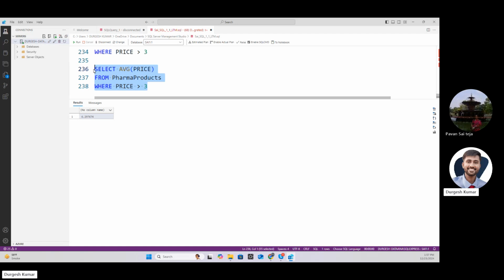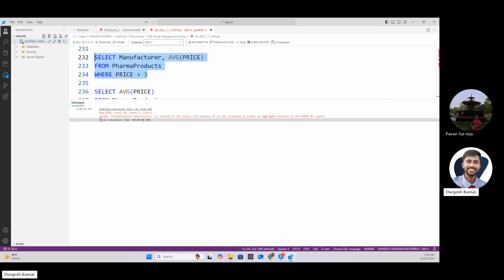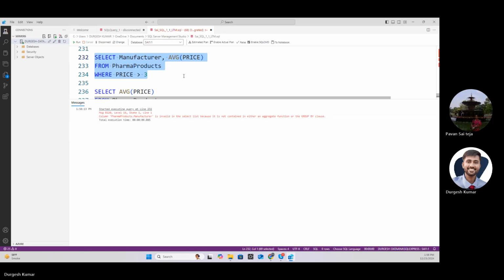There is a reason why it will not work in your query. See, this will work. Why? Because WHERE only takes the column and compares it in the list, and the list is the price column for this query. So it compares that price is greater than 3 here, and then takes the average of only these rows and prints. But in your query, if I run this, it will throw an error. Why? It will say the column, this particular manufacturer, is invalid in the select list because it is not contained in either an aggregate function or the GROUP BY.